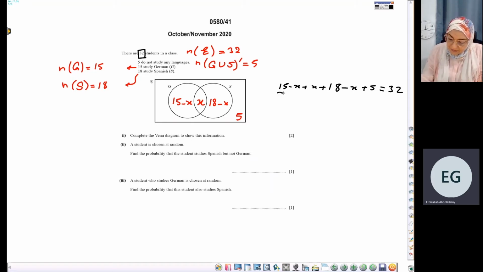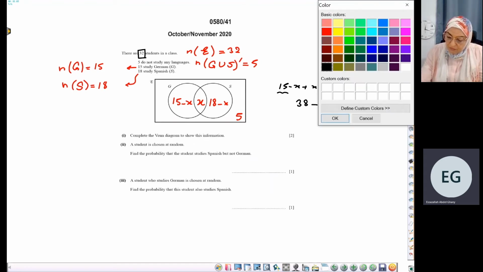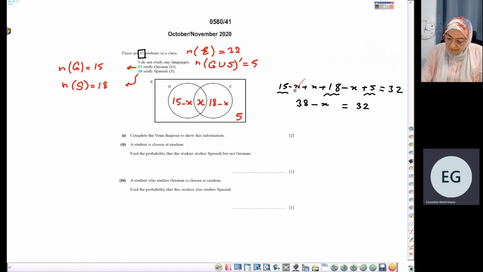Let's collect the 15 and the 18 and the 5. 15 plus 18 plus 5 is equal to 38. So here 38 minus x is equal to 32. We have here positive x, negative x, cut. So this x, it will go to the other side, and this 32 will go to this side.